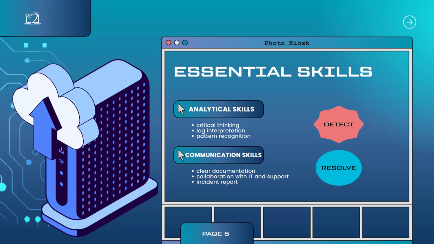In terms of communication, there are a lot of things involving incident response where you have to be really good at communication, being able to document things clearly, both verbally and on paper.